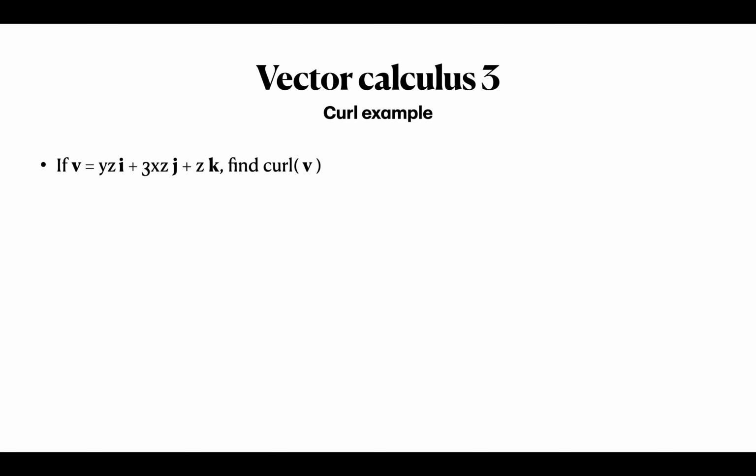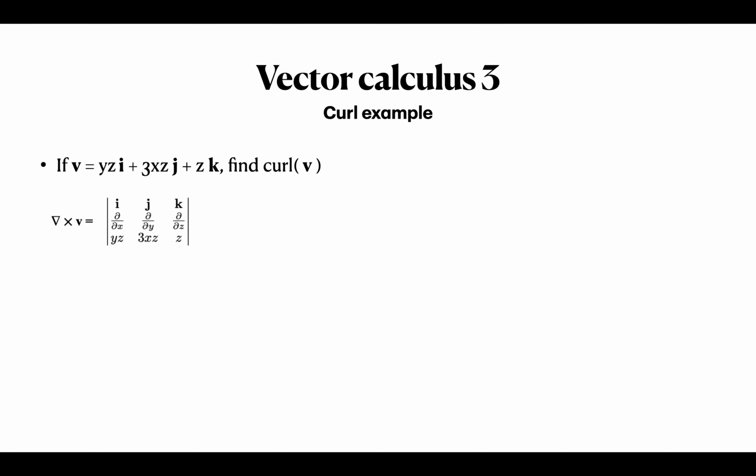So I've got yz along i, 3xz along j, and z along k. Whenever you're doing the curl, you must write down the 3x3 determinant, because it helps you. It makes sense, all right? So make sure you do this. Do not be tempted not to write down the determinant.